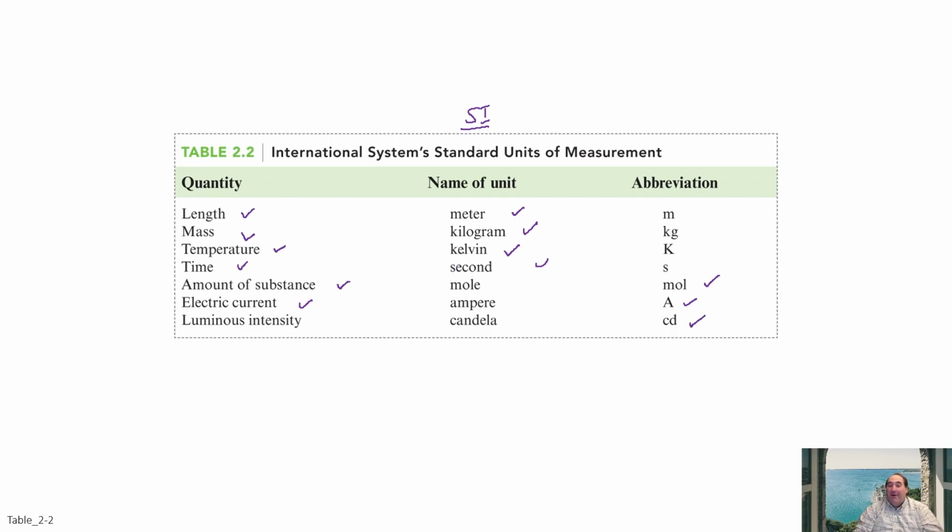We don't really use it all that much, but luminous intensity is the candela, which I would say we probably won't see too much in here. It's funny that it found its way up on the chart here, but we probably won't see it too much at all in chemistry or probably any of the chemistry classes that you take. But definitely length, mass, temperature, time, amount of substance, and electrical current are very common units in chemistry that we use a lot.